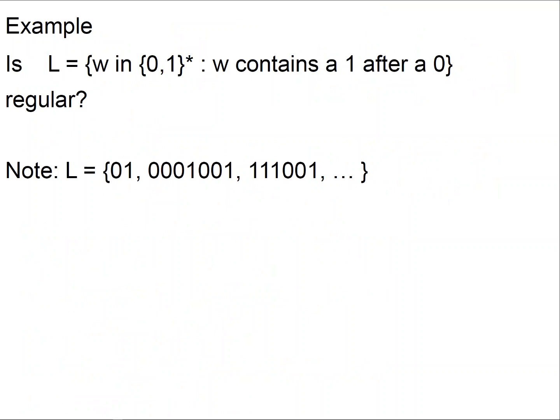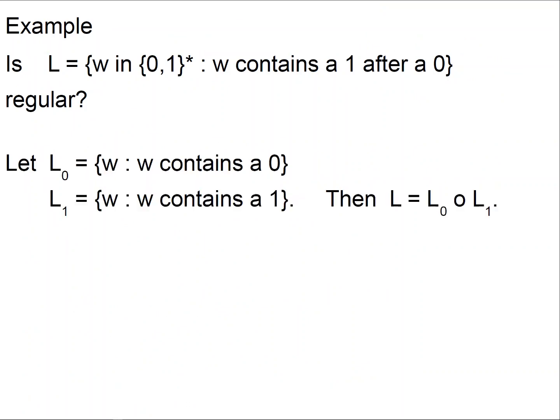Here is an example. Consider the language L, where L contains a 1 after a 0. Is this regular? Here is an example of strings in L, where there is a 1 after a 0. So you can write L as a concatenation. L0 is the set of strings which contain a 0, and L1 is the set of strings which contain a 1. And now L becomes the concatenation of L0 and L1.